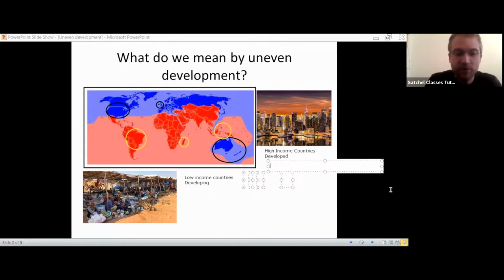So it might be things like higher GDP, which is gross domestic product, so that's the wealth of the nation. It might be higher literacy rates, so the ability to read and write. It might be better healthcare, so maybe more access to fresh water, so high access to clean water even, and maybe fewer patients per doctor.